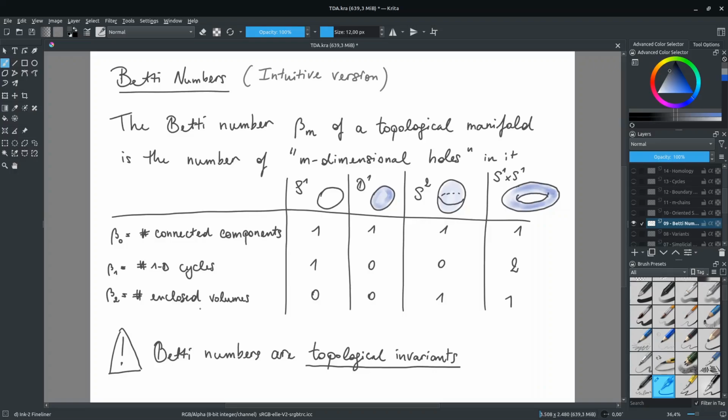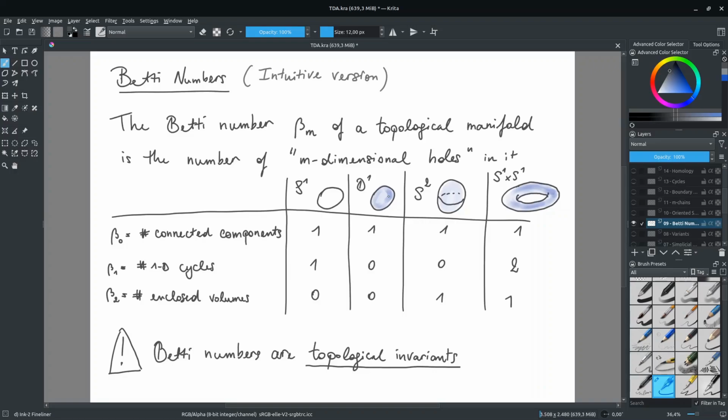Now if I take a disk, it's the same as a circle, but now I filled in the inside. It's still one piece, so beta 0 is equal to 1. But now I have no more cycle. The reason for that is that I can take the outer cycle, but I can shrink it down to a point. Because I can shrink it down, that means there's no actual real cycle within that. We'll see more examples of this later.